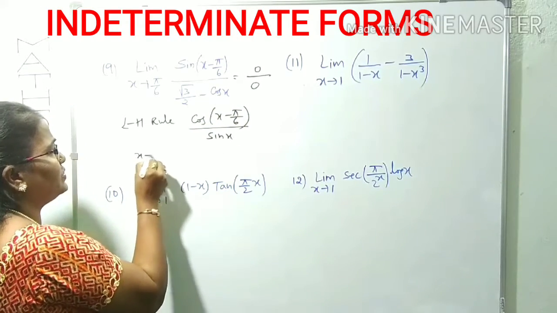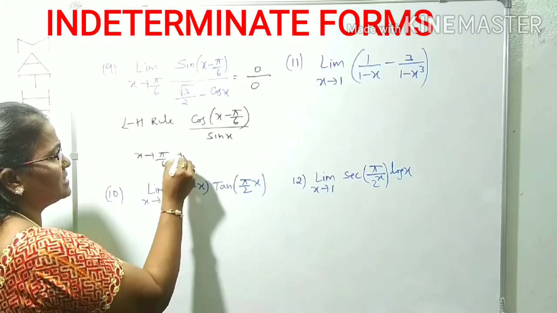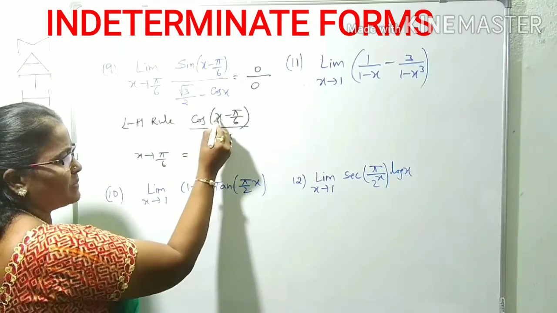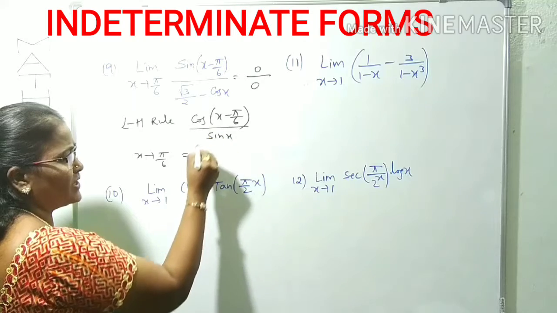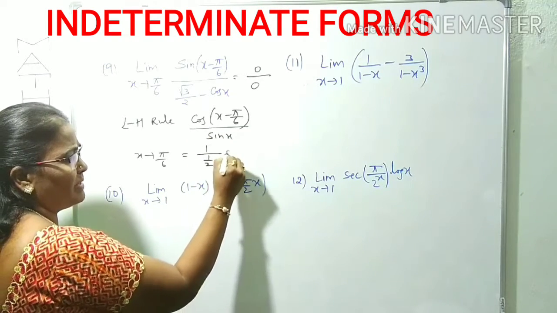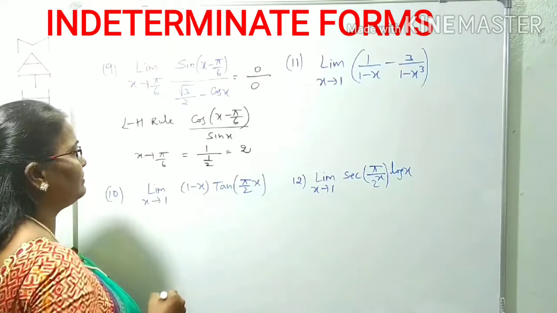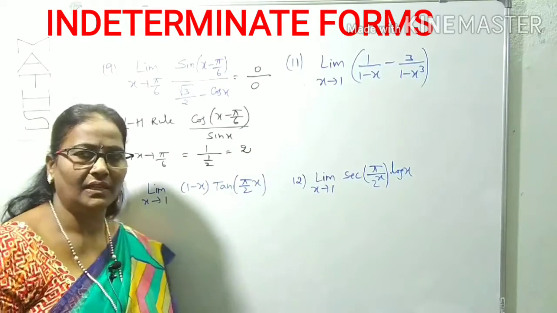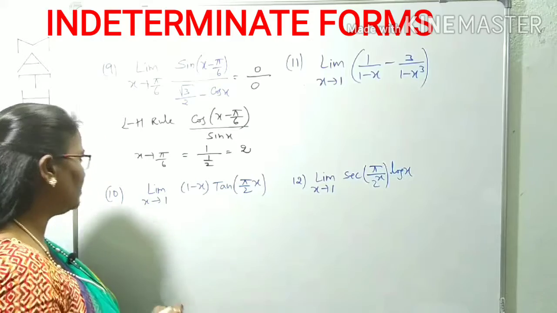Now x tends to pi by 6, you can apply the limit. Now this result: cos of pi by 6 minus pi by 6 is cos 0, which is 1, by sin pi by 6, which is 1 by 2. So 1 by 1 by 2 is simply 2. This is the solution for this question. Clear? Use the L'Hospital rule.